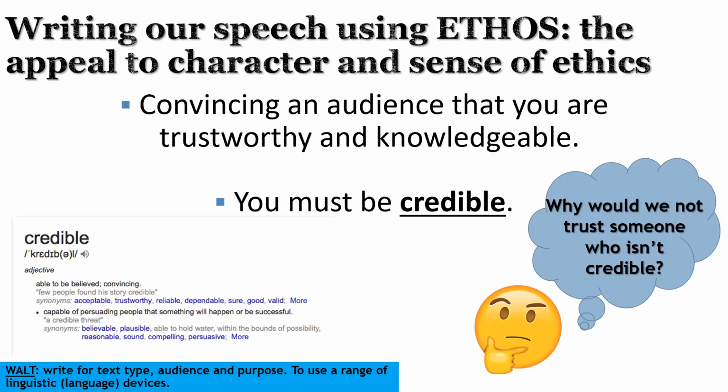And this is using ethos. We want to appeal to our readers. We want to appeal to their emotion, to their character, and to their sense of ethics. So their sense of knowing what's right, what is wrong, and their moral judgment. In order for us to do that, Year 10, we've got to be credible. We've got to know what we are talking about. We've got to be clear, and we've got to make sure that we are being really, really concise and knowledgeable, so that our audience do agree with us and also are then able to learn something from our speech also.